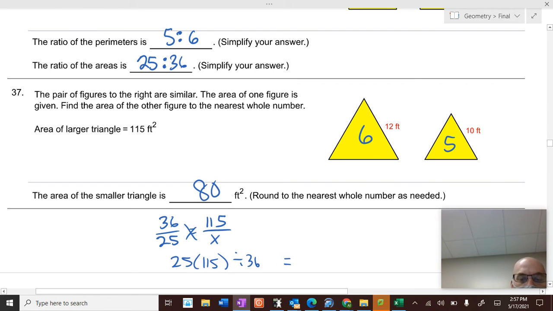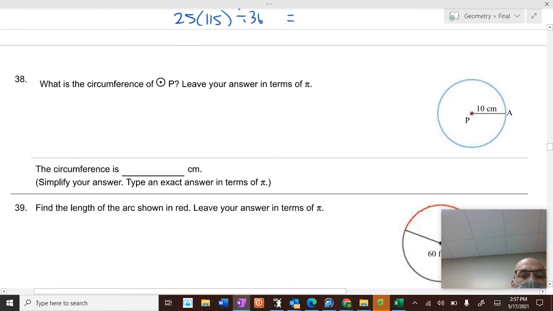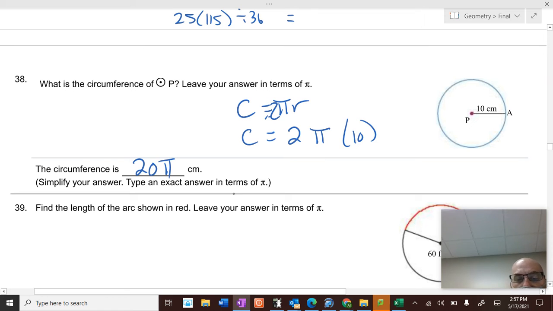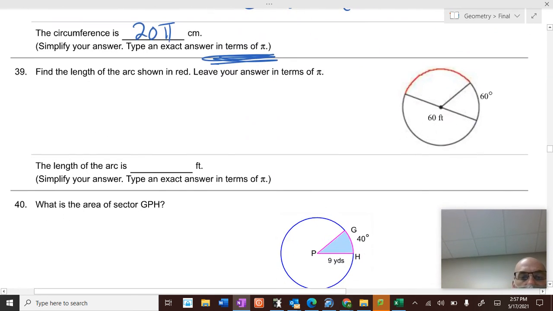Area of a triangle, or no, this is circumference of a circle. Why did I say triangle? Circumference of a circle equals 2 pi r. So you take 2 times pi times 10, or 20 pi, because they want it in terms of pi. Make sure you read the directions on how to answer them.